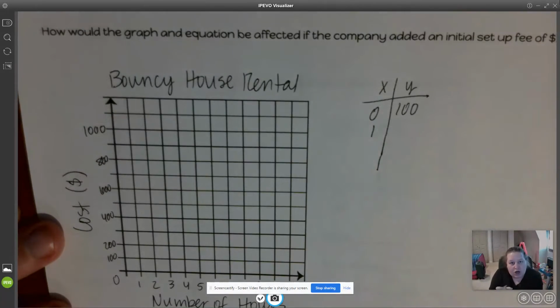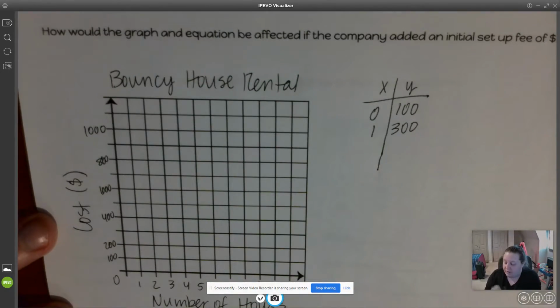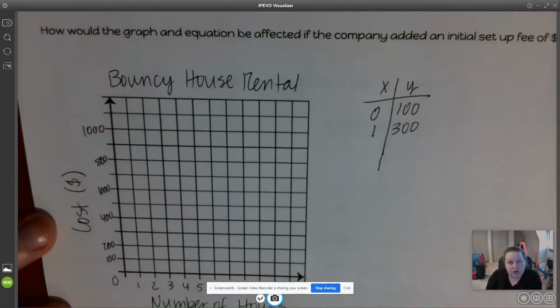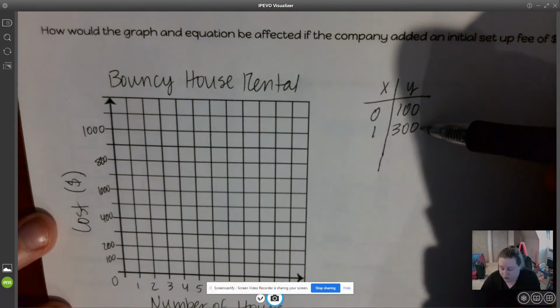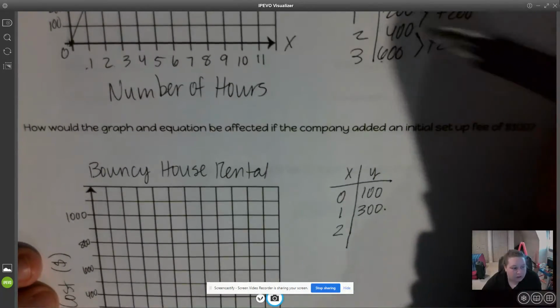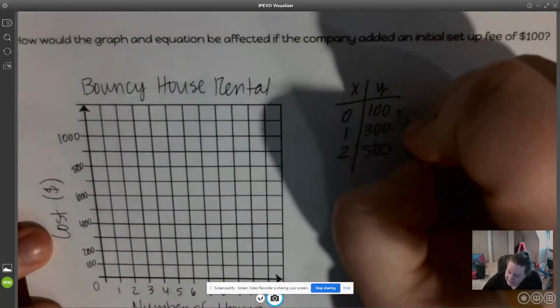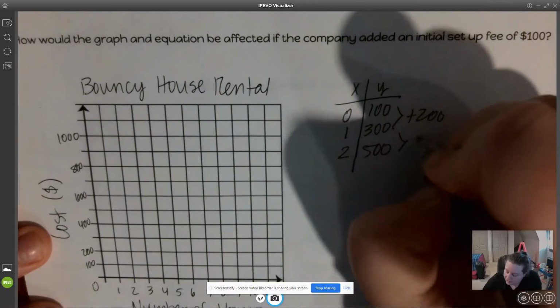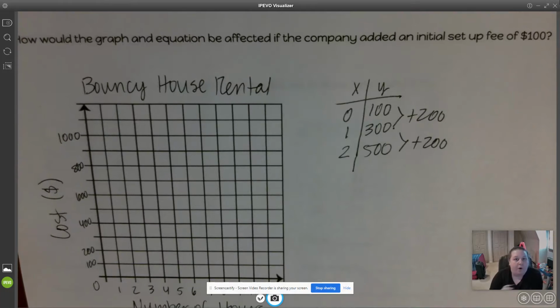For the first hour, it's going to cost me 200 plus the initial setup fee of 100 for a total of 300. If I rent it for 2 hours, well, I know for 2 hours up here it was 400, but I have to add an extra 100 for the setup fee. Okay. So I can see how it's still increasing by 200 each hour, except that I'm starting at 100 before I even pay for hours because that's how much it costs for them to come blow it up, set it up, do what they need to do.